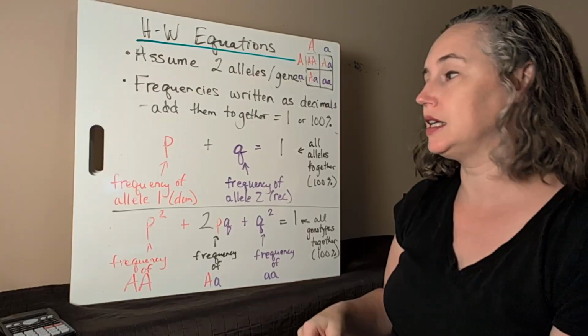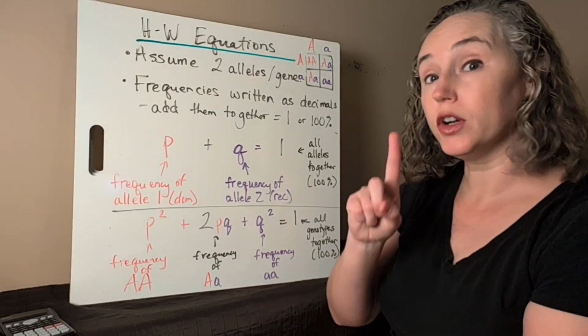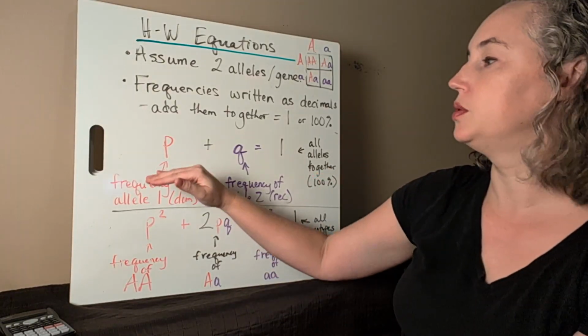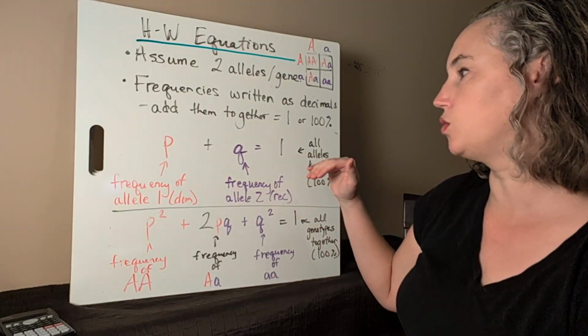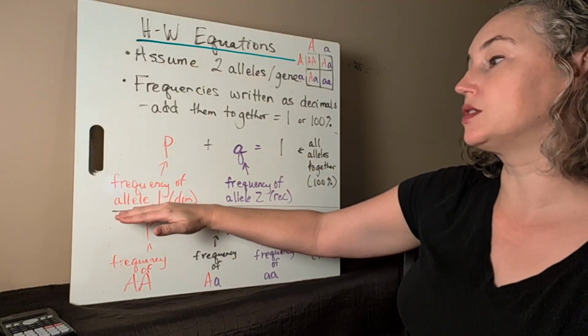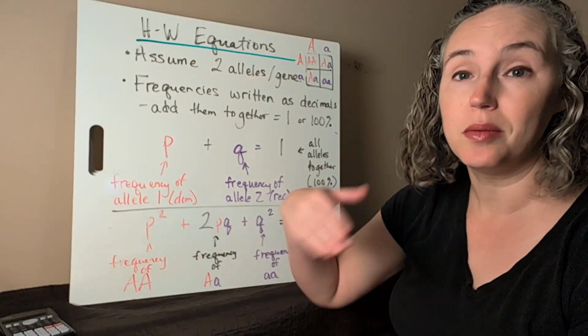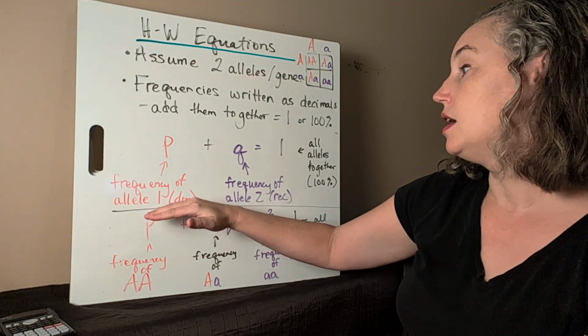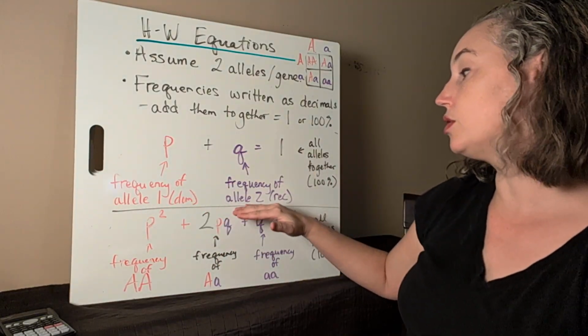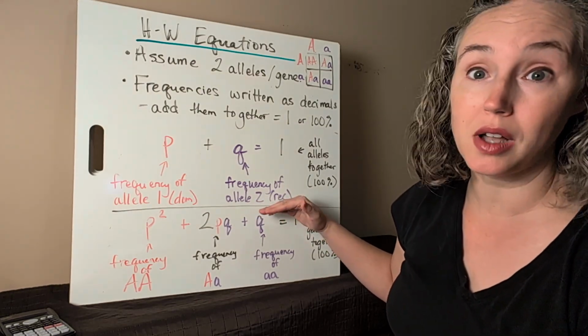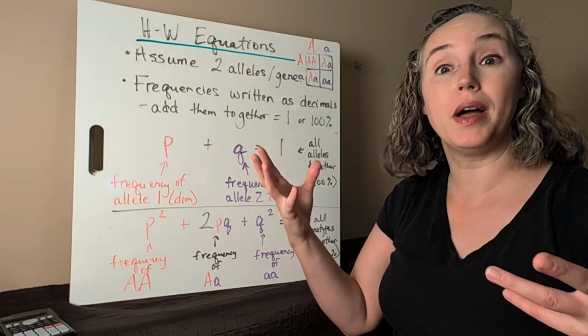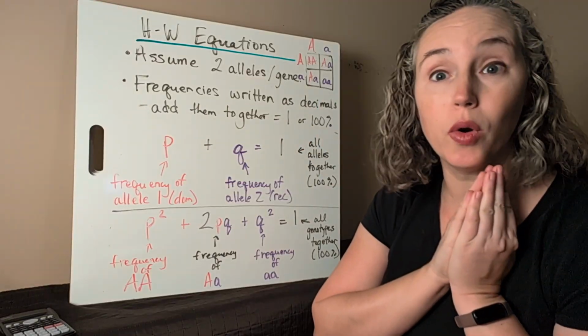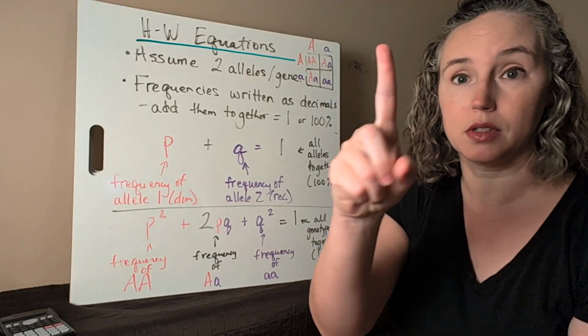So with that understanding, let's look at the first Hardy-Weinberg equation, which is P plus Q equals 1. Meaning P is the frequency of allele 1, most often the dominant allele, plus Q, the frequency of allele 2, most often the recessive allele. You combine those frequencies, that's all the organisms, that's 100%, so that equals 1.